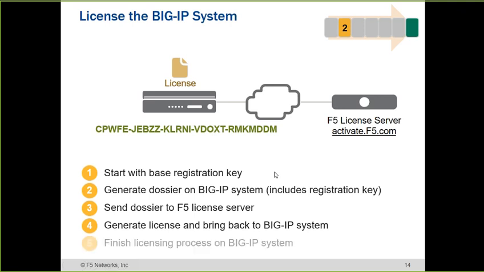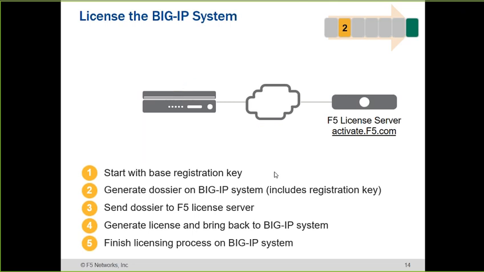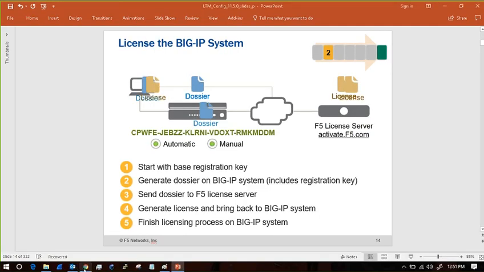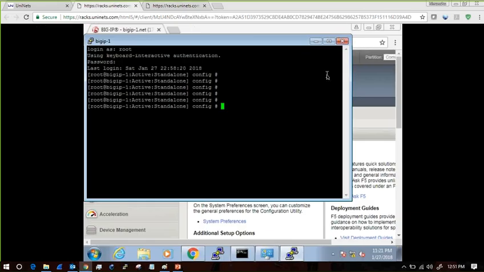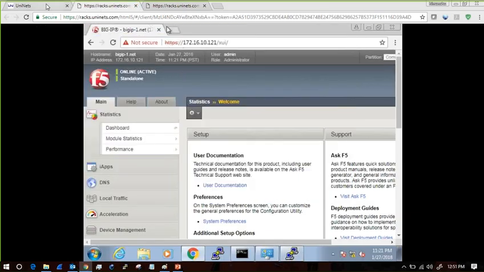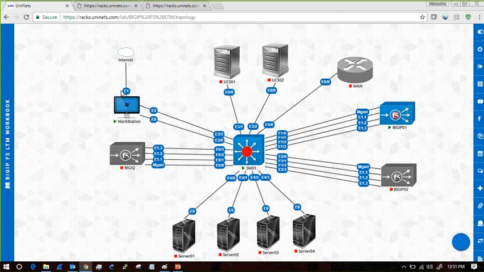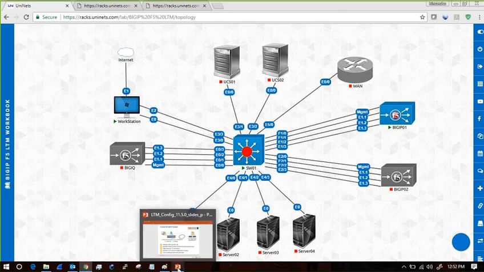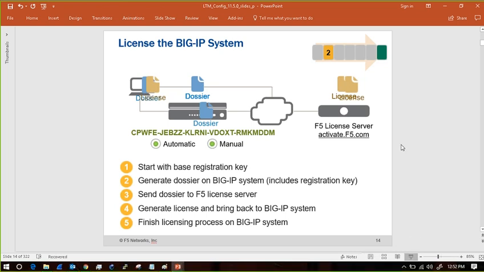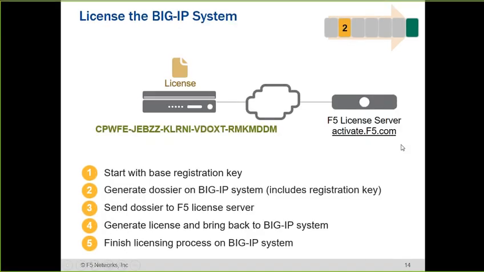So this was the case when your device has direct access to the internet. Are you getting it? Basically, in our lab environment, we haven't given direct access to the internet to the BIG-IP device. The access we have given is to the workstation. Only the workstation has access, so we can't use the automatic method that I have shown you. So what we will do is go with the manual licensing.